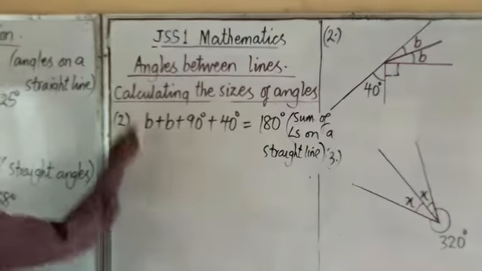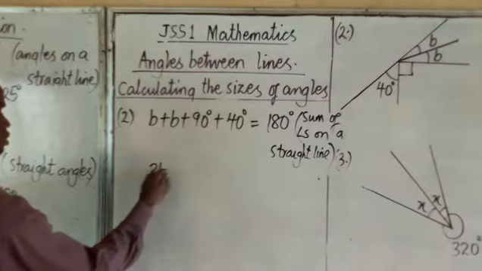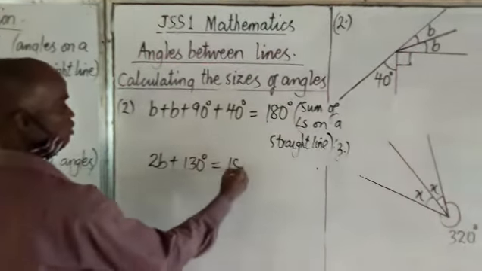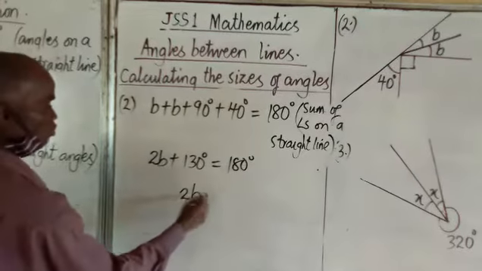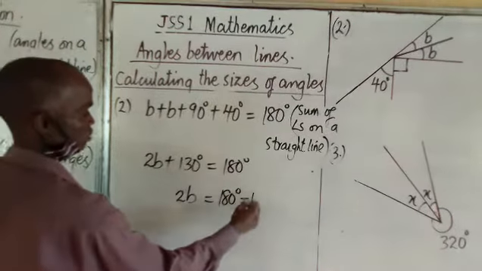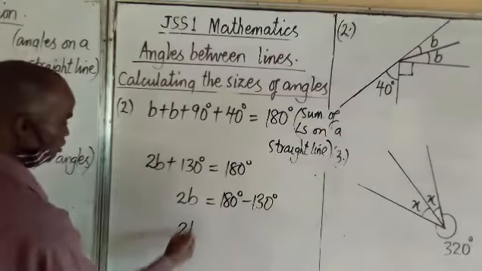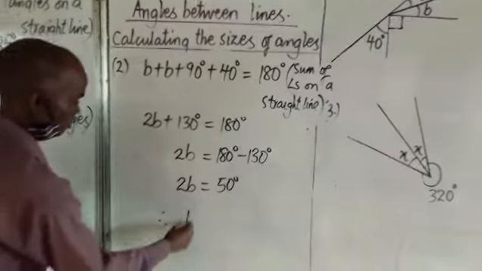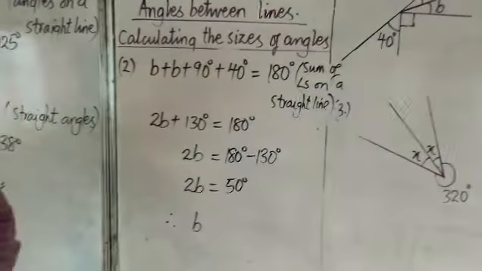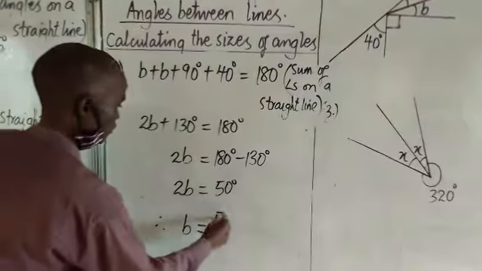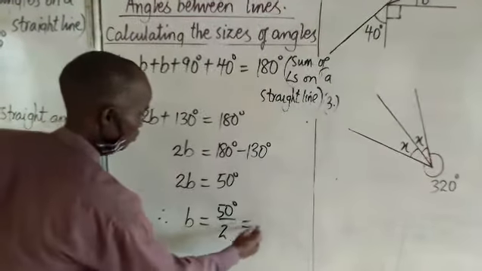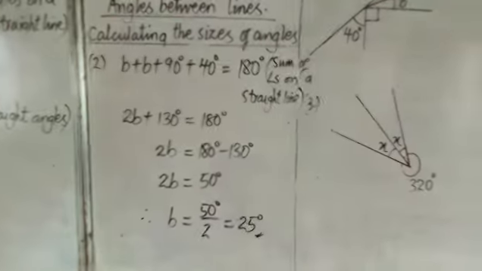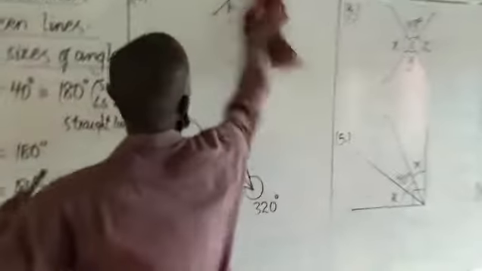So we have B plus B is 2B. 90 plus 40, 130 degrees is equal to 180 degrees. 2B is 180 degrees minus 130 degrees. 2B is 50 degrees. So therefore, we divide both sides by 2. B will be 50 degrees over 2, 25 degrees. The next one, very quickly. Example 3.